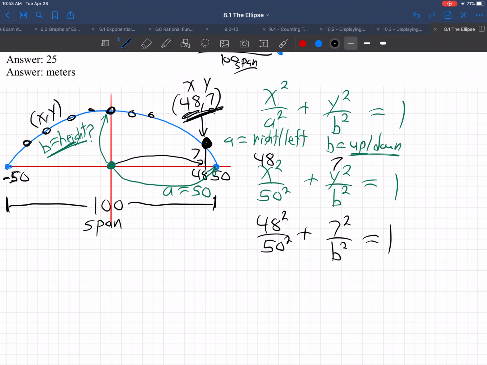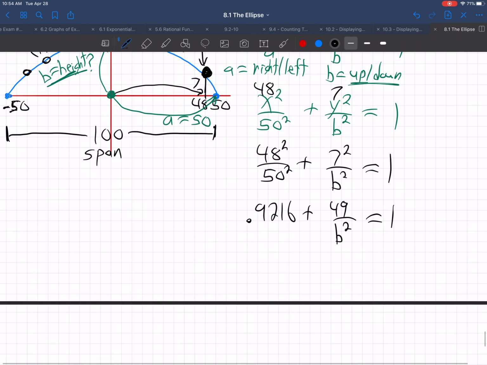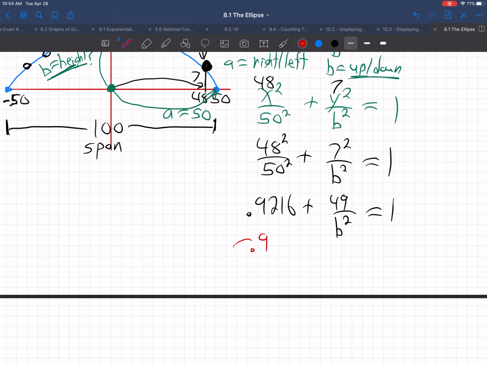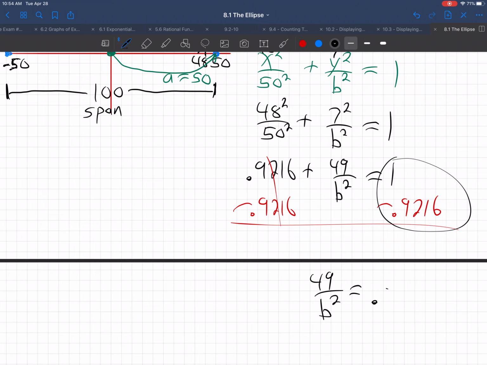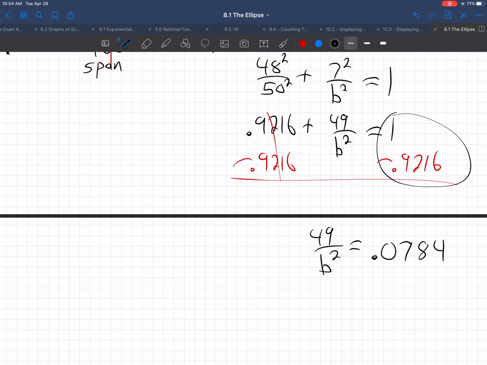So I'm going to do it. I'm starting with the first one here. I did 48 squared over 50 squared. I got 0.9216. And this is 49 over b squared is 1. Let's subtract the 0.9216 from both sides. Bring it down here. We get 49 over b squared. And your calculator on the right side, so the 1 minus that is 0.0784. Now what are we going to do to keep solving?